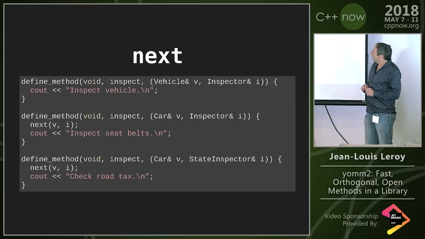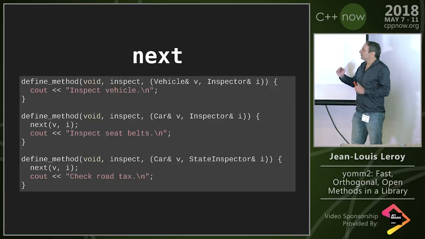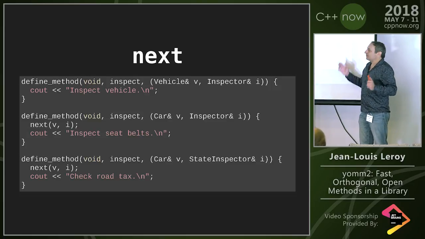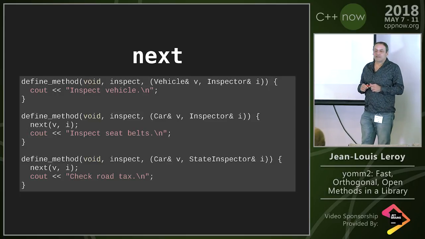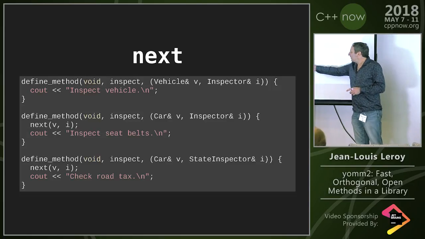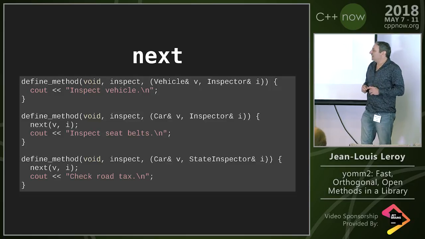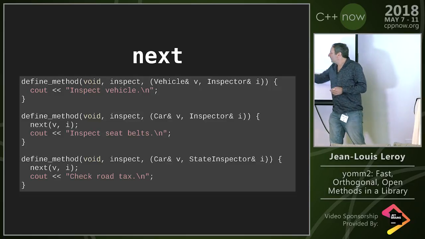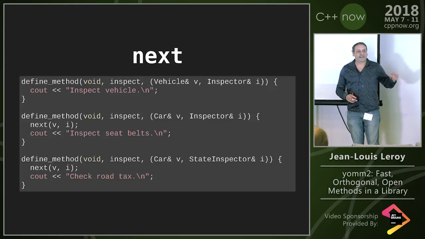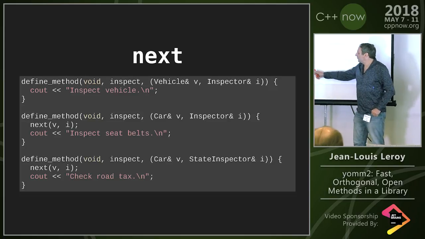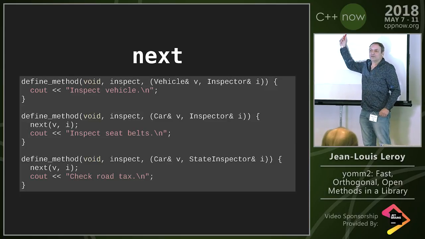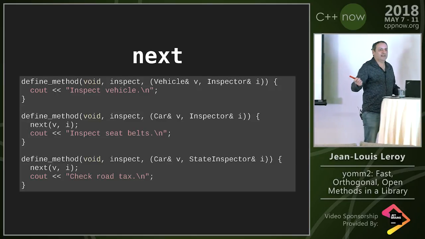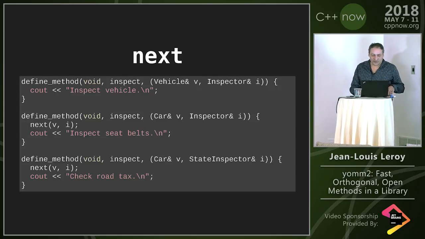But in presence of multiple virtual arguments, and this is an example from Dylan, it's a bit more complicated. So here we have a method inspect, which takes a vehicle and an inspector. And it says it's okay, it's not okay. And then we have a method called inspect, which takes a car, which is a vehicle, and an inspector. And a method which is called inspect, which takes a car, which is a vehicle, and a state inspector, which is an inspector. Right, if here you call this method passing it a car and a state inspector, it does its processing, but first it calls next, and it's going to arrive here. Then it calls next, it lands here, okay? So next is how you do super in presence of any number of virtual arguments. Okay, questions or remarks here? No?